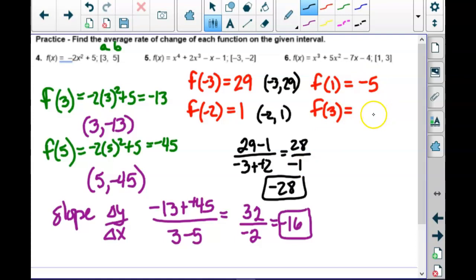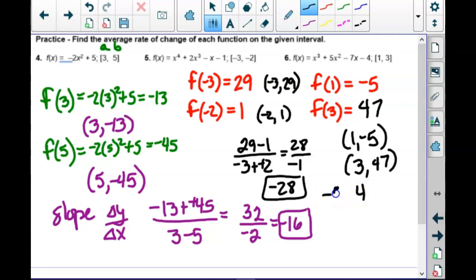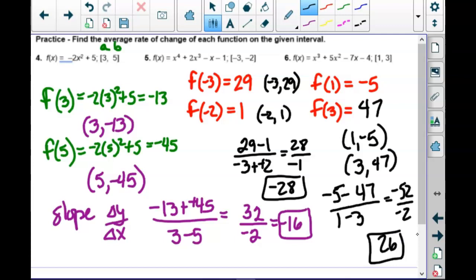Emma, did you finish putting the 3 in? 47? Okay, so we put in a 1, got out a negative 5. We put in a 3, got out a 47. So we can do it in the order it's written. Negative 5 minus 47 over 1 minus 3 would be negative 52 over negative 2 or positive 26. Yes, no, maybe? Okay. It's an easy concept, just a lot of calculations. We good?